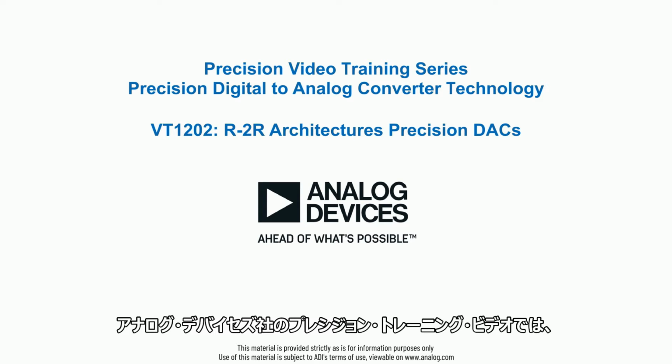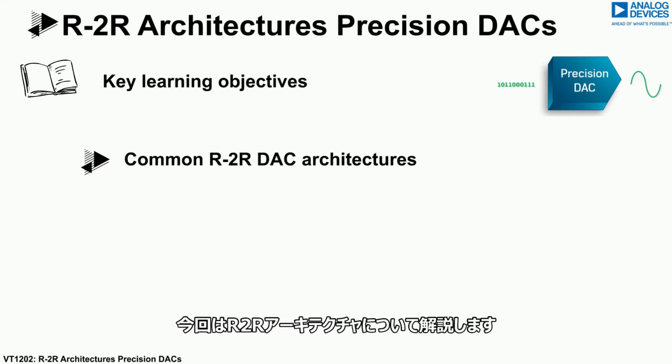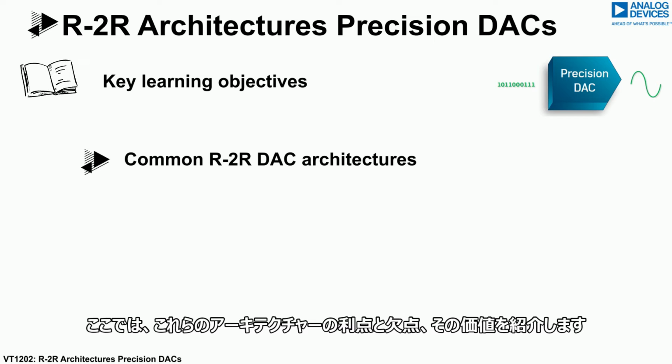Hello and welcome to the Analog Devices Precision Training video, which focuses on precision digital to analog converters technology. Discussed will be the R-2R architectures. We will highlight the associated advantages and disadvantages that these architectures have and the value they bring to your design.